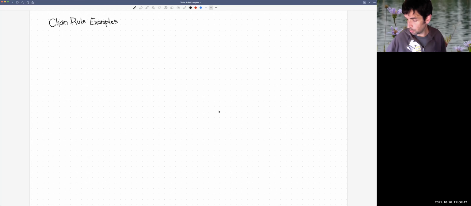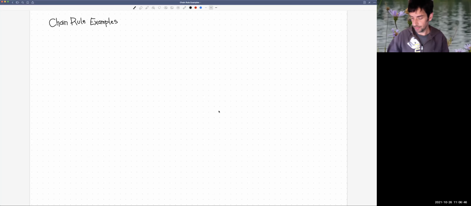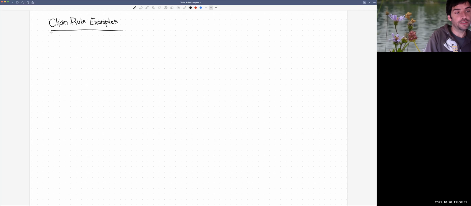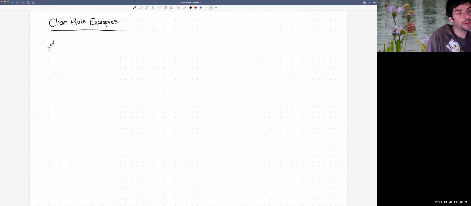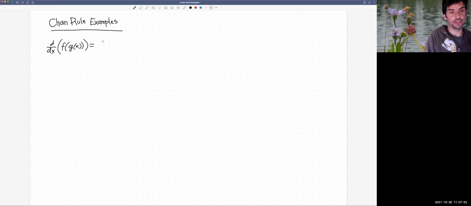All right, so we're still talking about the chain rule. I'm going to do a couple of examples here. So I'll start by just reminding us of what the chain rule is. The basic idea is it tells us how to take derivatives when we have a composition of functions, right?